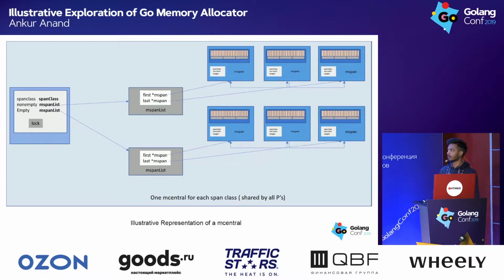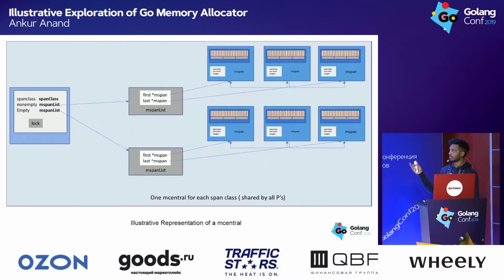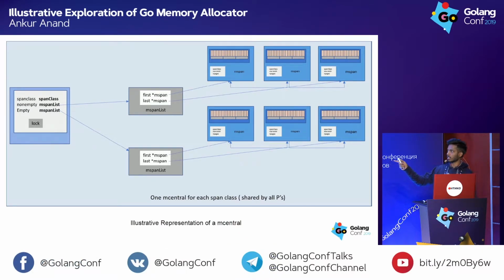At some point of time, your mcache will get filled. What happens? Go also has mcentral. It's one more level of cache. For each size class, we have around 67 size classes, and for each it again maintains two lists: one is the non-empty list, one is the empty list.